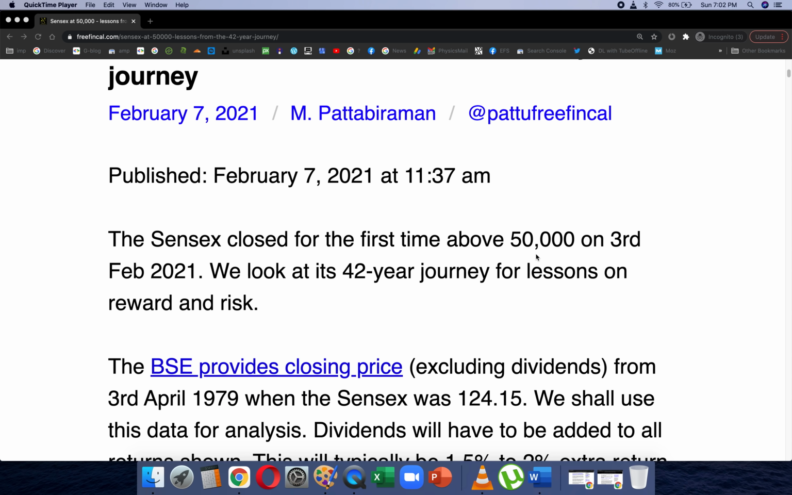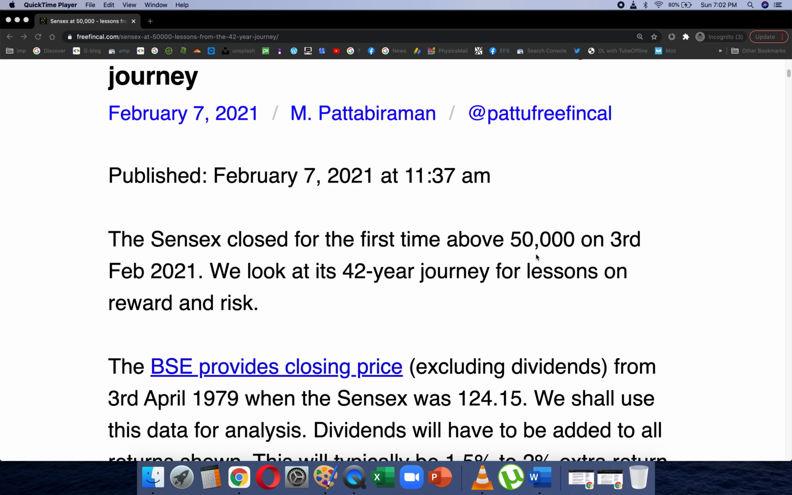So the BSE provides closing price excluding dividends from the 3rd of April 1979, and on that date the Sensex was 124.15. I guess it was set to 100 as on 1st April 1979.